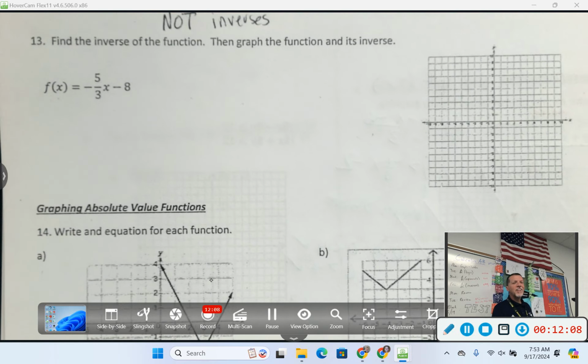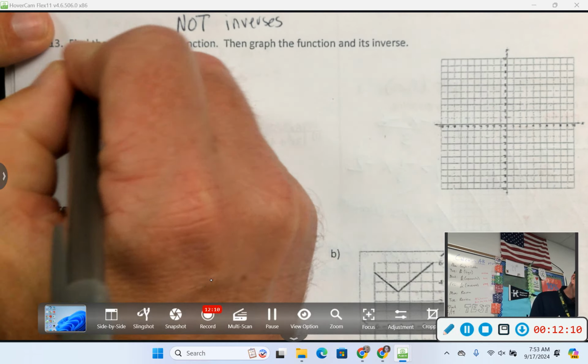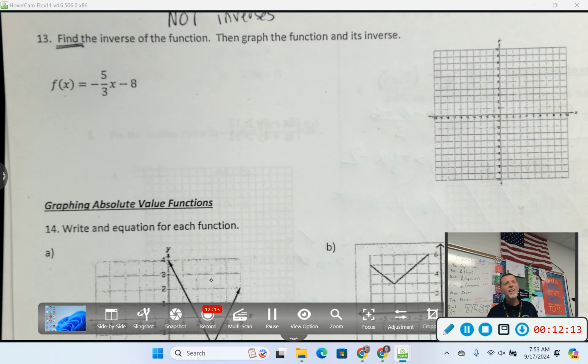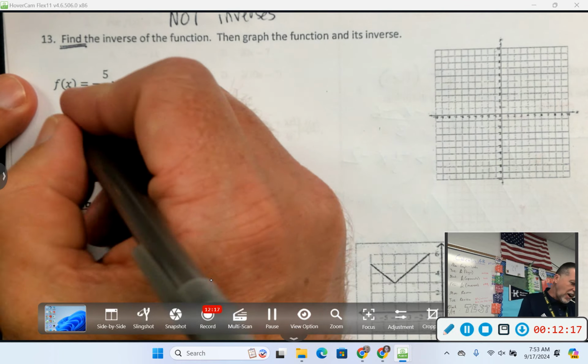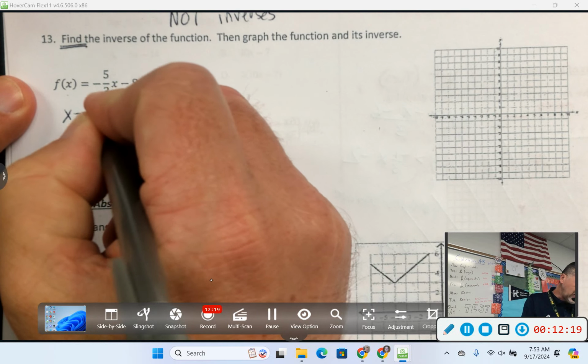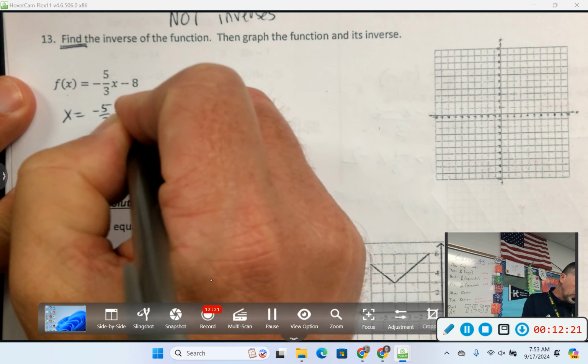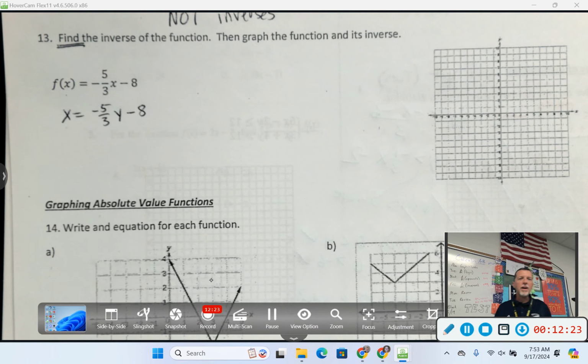Okay, number 13. Here we go. Find the inverse function. Here's what you wanted to do all along. What do we do to find the inverse function? Switch the x and y. So x equals negative 5/3 y minus 8. Wherever there was a y, put an x. Wherever there was an x, put a y. Except I'm not done yet because I need to solve for y.